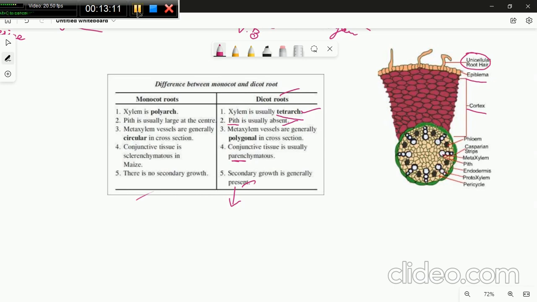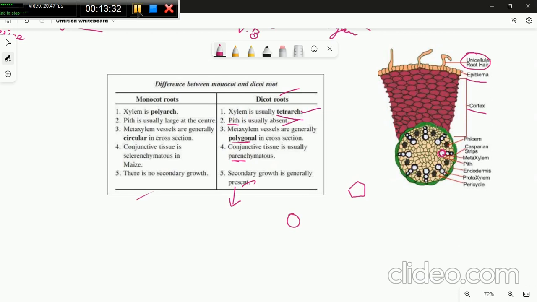Here in the dicot root I have told you that the metaxylem is polygonal in structure, like this. But in the case of the monocot root, the metaxylem is going to be circular in nature. Can you understand the difference?